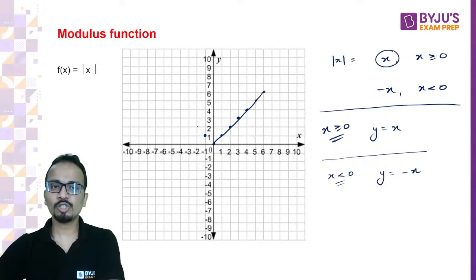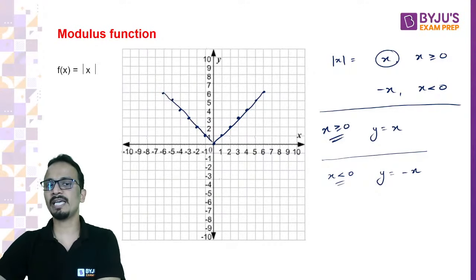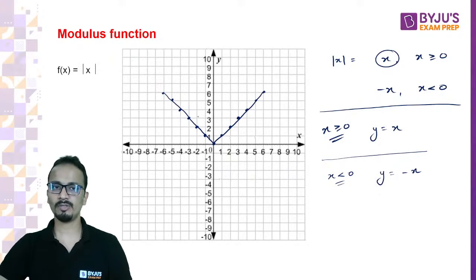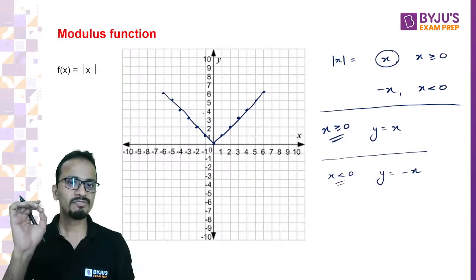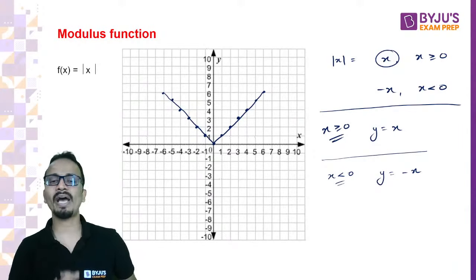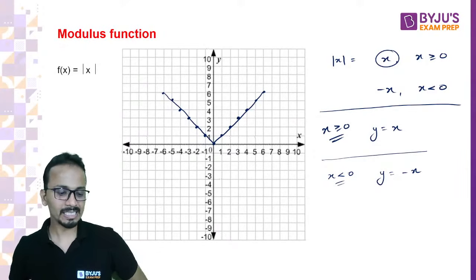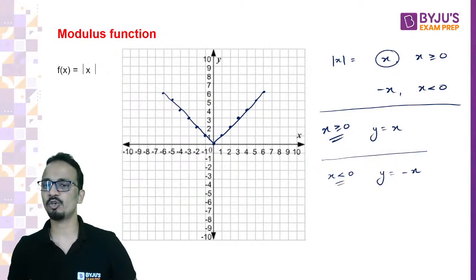When x is minus 2, the value of y will be plus 2. At minus 3, value of y will be plus 3. At minus 4, it will be plus 4, and so on like this. So on the left hand side, it will be a straight line, but an inverted one. Okay. So this will be the final graph of y equal to modulus x. Yes, Neeraj, it will be in first and second quadrant.